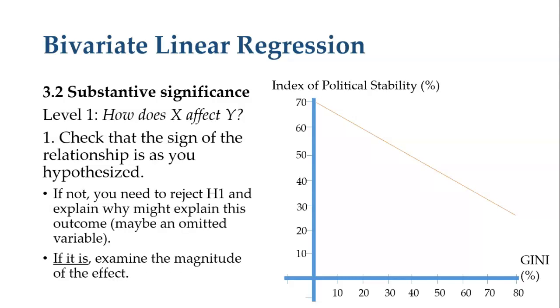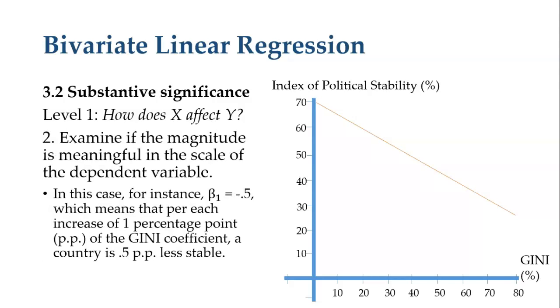The second part is to examine the magnitude of the effect of X on Y. And in order to do that, you need to find a way to communicate this effect in a meaningful way. Maybe you need to see what is the scale of your dependent variable, and try to explain it in terms of the scale of your dependent variable. And let me give you an example.